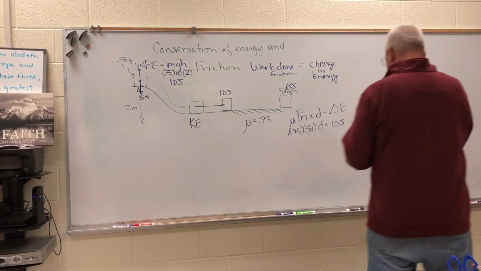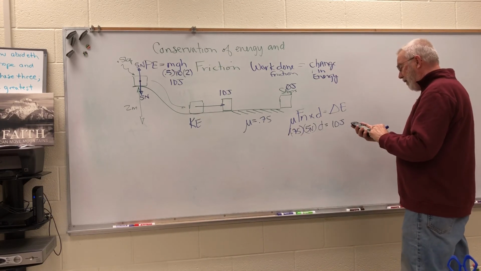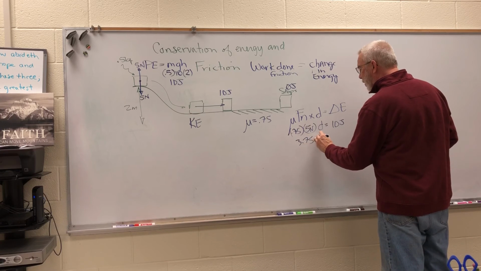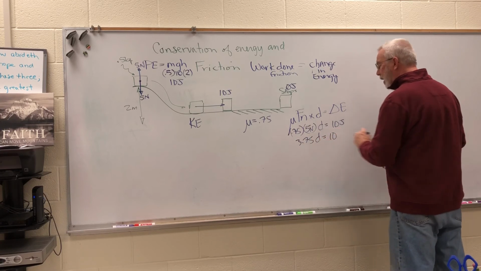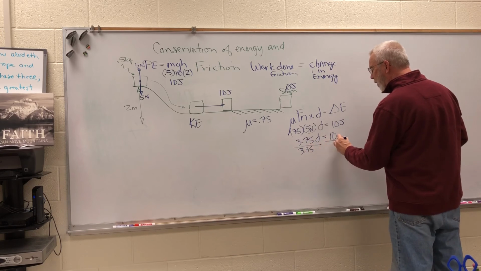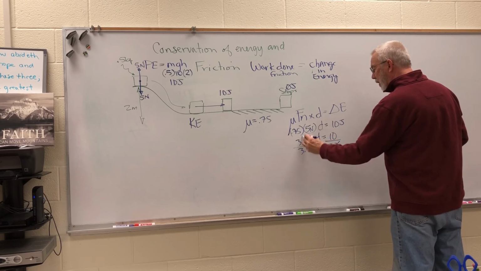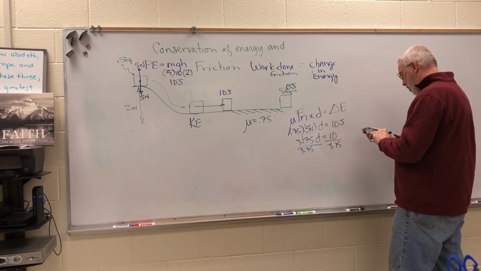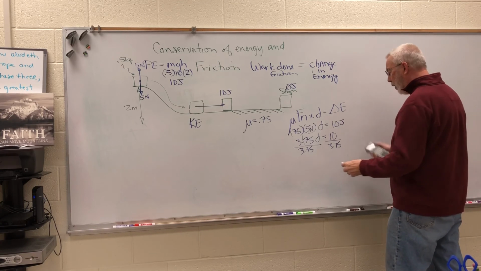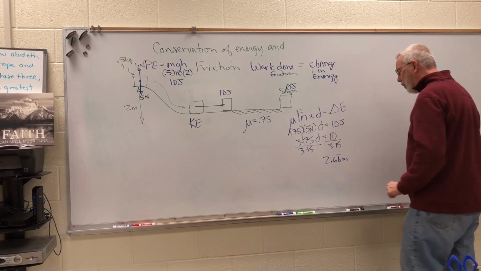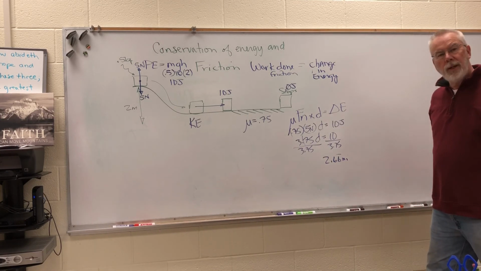So we have 5 times 0.75 is 3.75, times D is equal to 10. So we divide both sides by 3.75. And D comes out to be 2.66 repeating meters. And I'm going to put a slash over that to show that it's repeating.